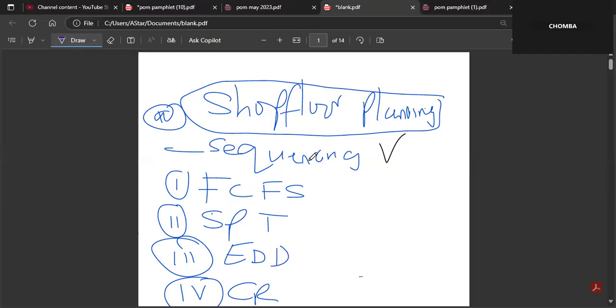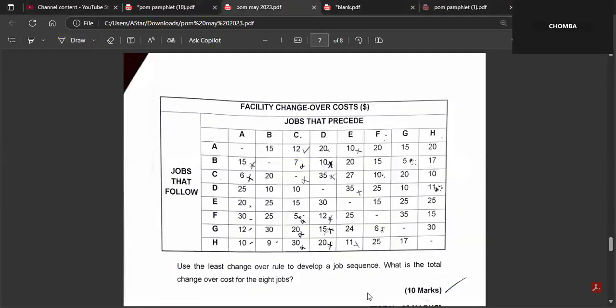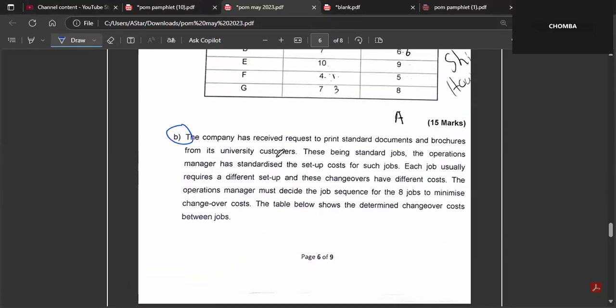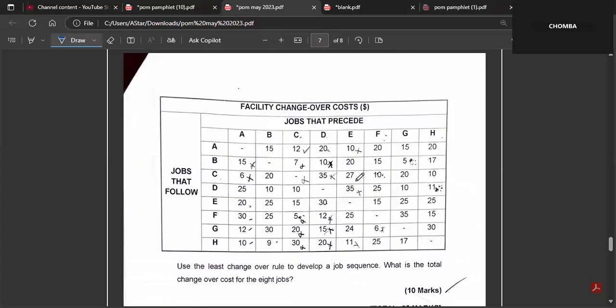Very much clear. Yes, so we have sorted out the aspect of the sequencing rules. Then yesterday we did changeover cost or setup cost. I think you remember this question. The question I had is that we had done that one too. Are you getting me?